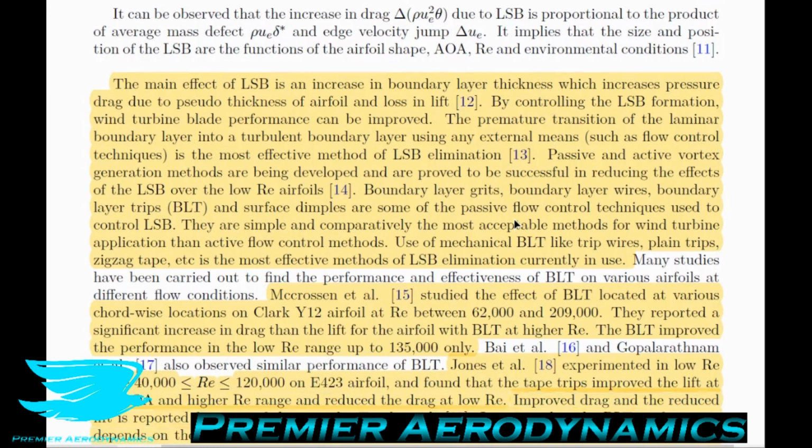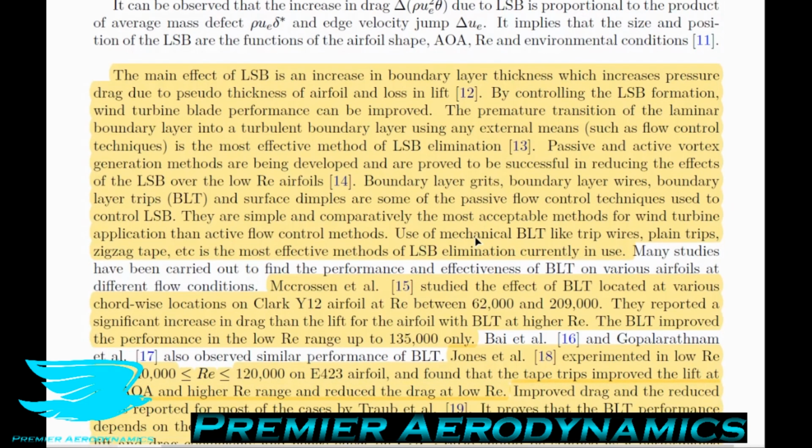Boundary layer grits, boundary layer wires, boundary layer trips, and surface dimples are some of the passive flow control devices used to control LSBs. So these are all similar ways of doing a boundary layer trip effectively. Boundary layer grits is where you just roughen the surface before where you want to transition, obviously. That surface roughness then introduces more turbulence into the flow and hopefully breaks down into three-dimensional turbulence, and you get a turbulent boundary layer. Boundary layer wires are very similar to boundary layer trips. It's just a wire going across to trip the boundary layer effectively.